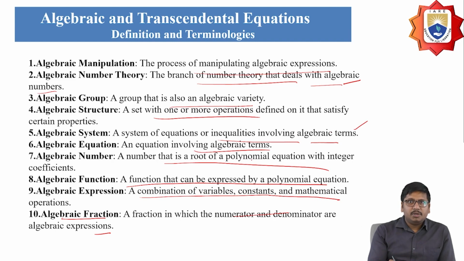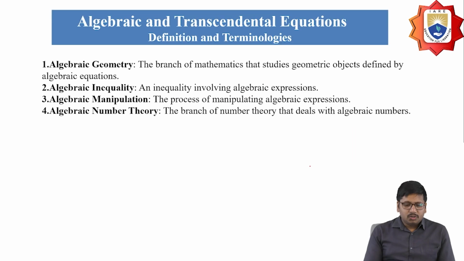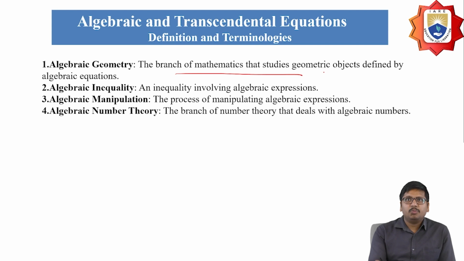An algebraic number is a number that is the root of a polynomial equation with integer coefficients. An algebraic expression is a combination of variables, constants, and mathematical operations. An algebraic fraction is a fraction in which the numerator and denominator are algebraic expressions. And what does algebraic geometry mean? It is a branch of mathematics that studies geometric objects defined by algebraic equations.